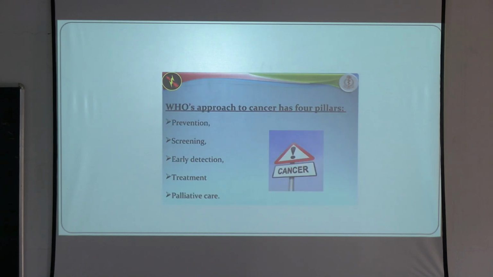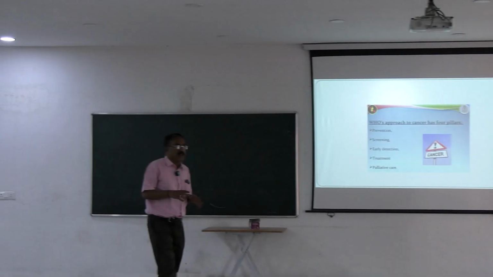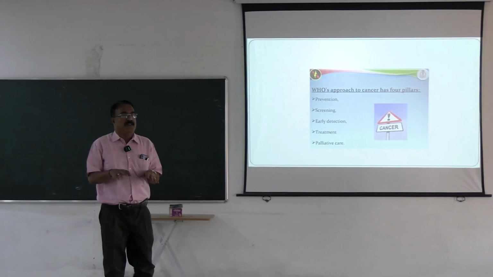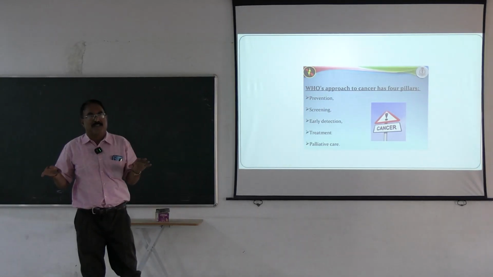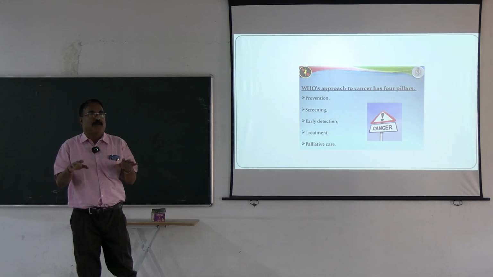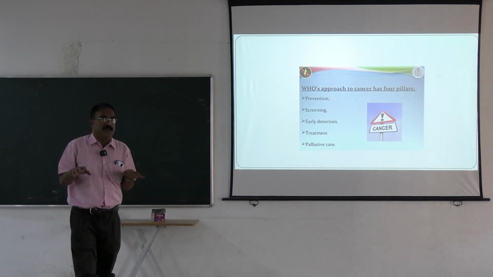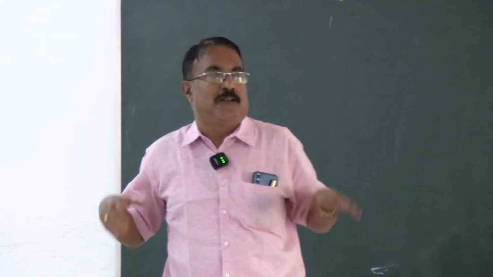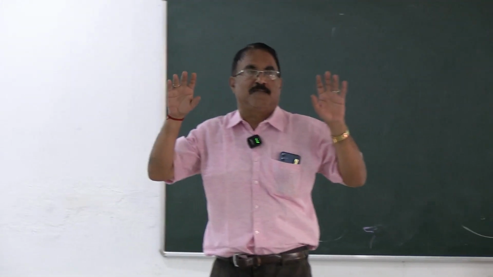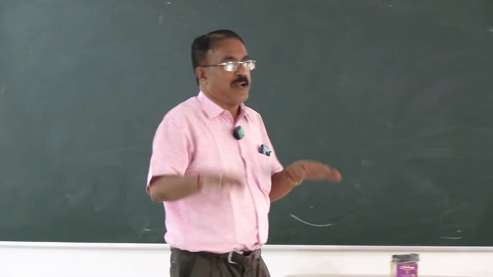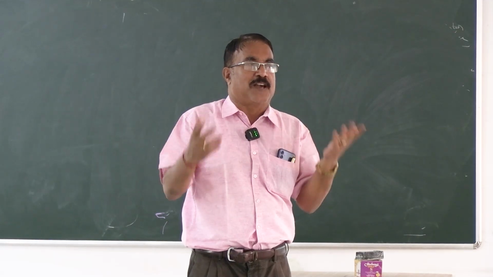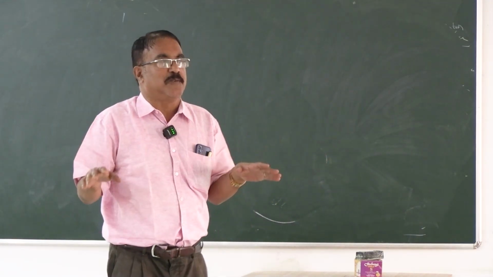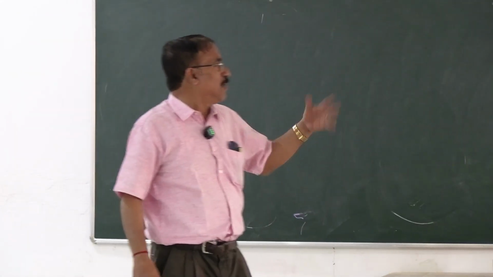So the WHO's approach has four pillars, basically: prevention, screening, early detection and treatment, and palliative care. Palliative care means you know there's nothing more to be done. The patient has got multiple metastases. Nothing more can be done. So just give support, just give him peace. Don't try some fancy thing, because the disease has spread to the lungs, spread to the bones, etc. Just give him supportive treatment. That is called palliative treatment. Palliative care also means preparing the family for the eventual outcome, that there's nothing more to be done.